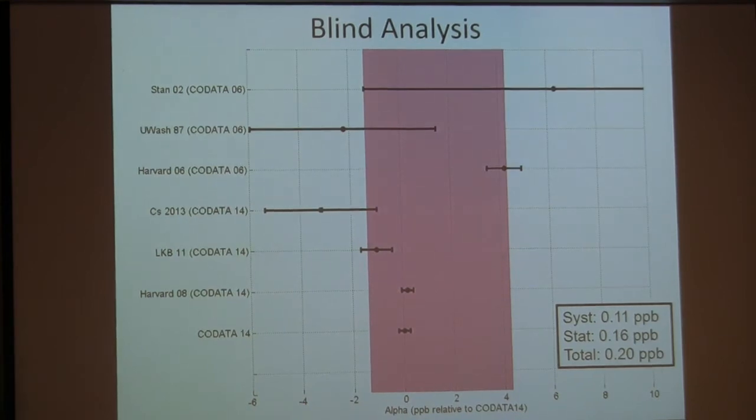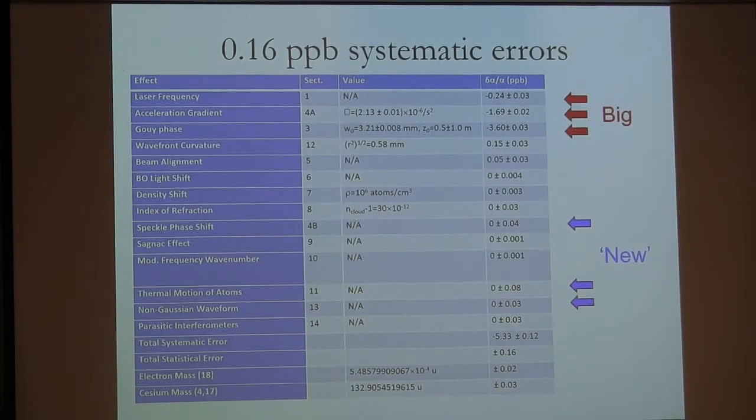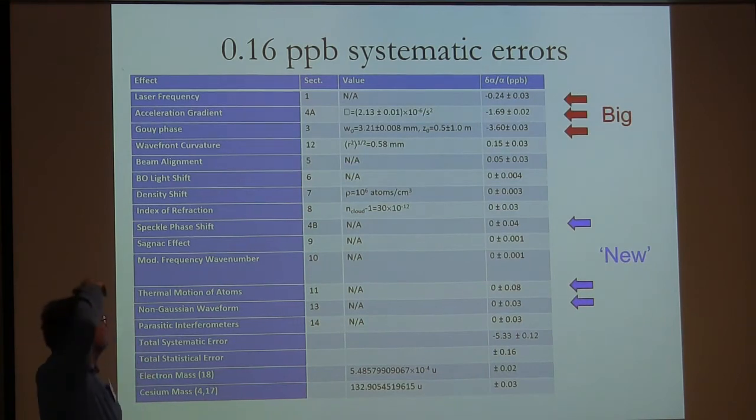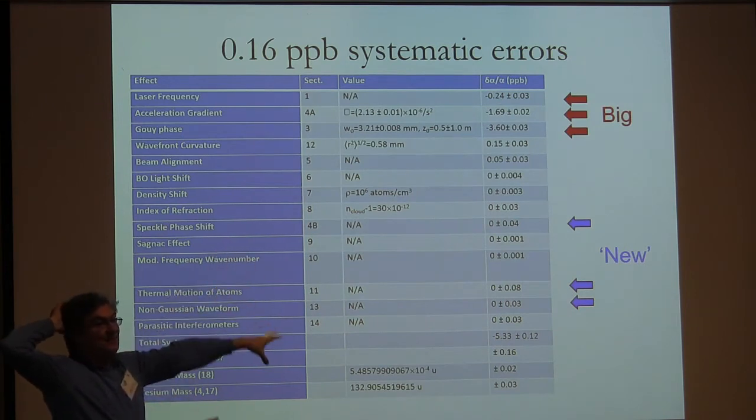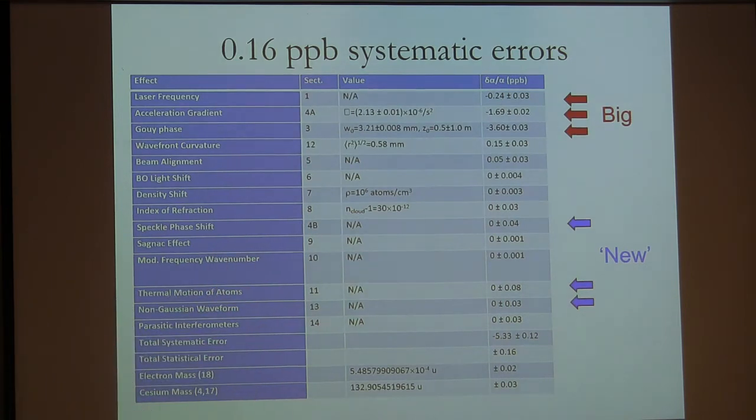Okay, and then you do your systematic analysis. So this is the total error budget. Lots of numbers here. Let's separate that in big and new. The big terms are obviously the laser frequency, that we have to control by using a frequency comb monitor or frequency reference every once in a while. Acceleration gradient, that's the gravity gradient you were asking about. It's a big term. We have to run the atom interferometer specifically to measure the gravity gradient. So we've built a gravity gradiometer in our lab to measure that.